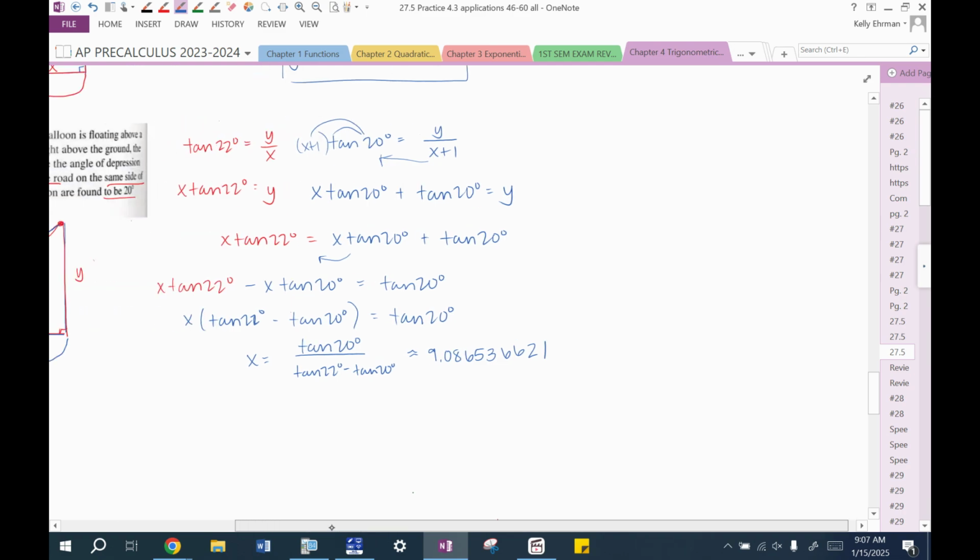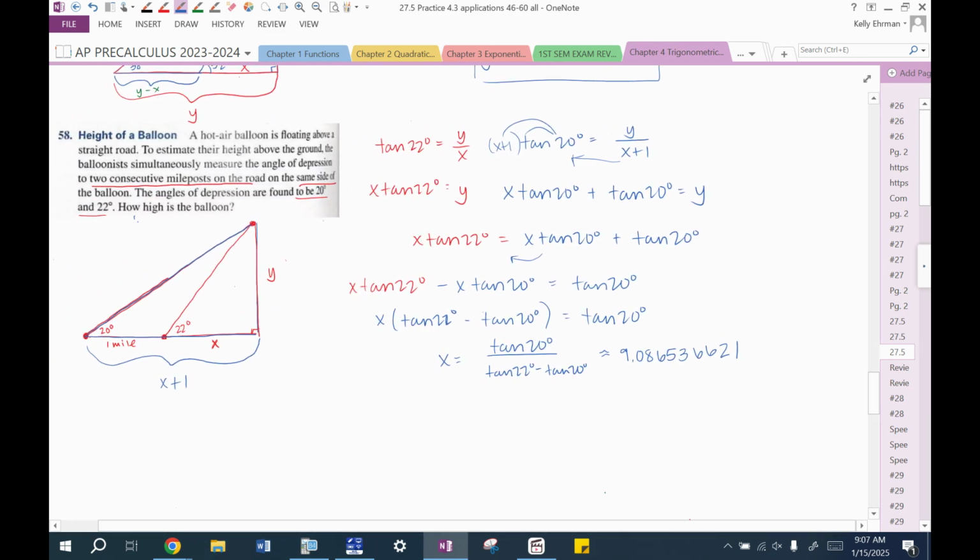Read the question again. The question was, how high is the balloon? So what am I looking for? I don't care about x. That's not the balloon height. I really want to find y. So now that I have x, I need to go back and say, well, what is y equal to? So remember, back here, you had a couple of equations for what y is equal to. I would pick the shorter one and say y is equal to x times the tangent of 22.